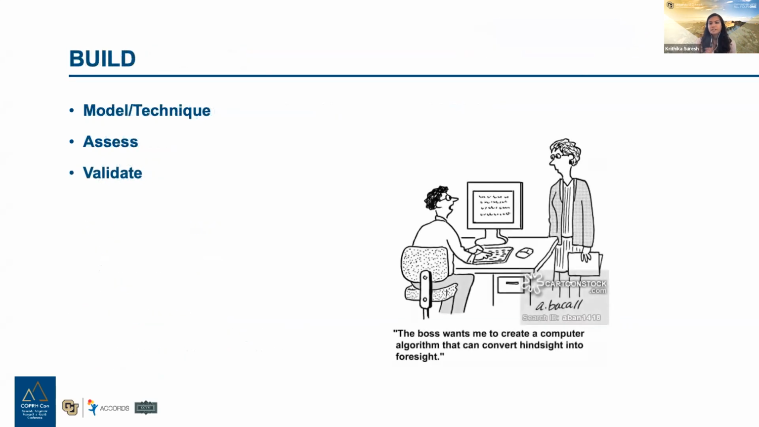And so once you've identified your plan, the build phase involves actually identifying the model or technique that you want to use, and then also how you're going to code the model and then assess the model using specific metrics. And then finally, we're going to talk about validating the model.